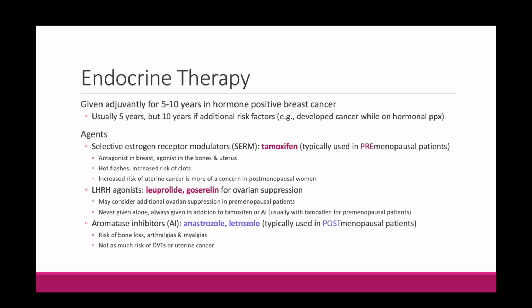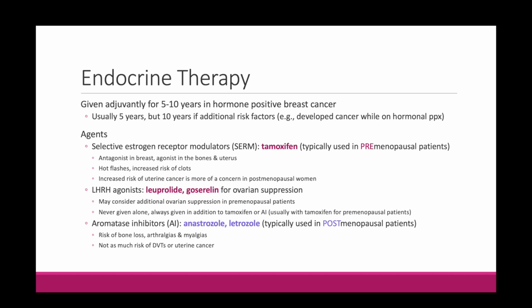And the reason we give it typically in premenopausal patients is because that increased risk of uterine cancer is actually more of a concern in postmenopausal patients. So remember, tamoxifen is a SERM and it's typically used in premenopausal patients.